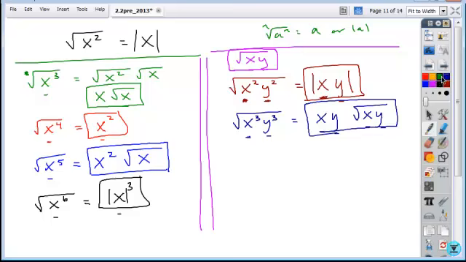All right, try this one. We got just 2 more here. See if you can figure out what this radical would simplify to.